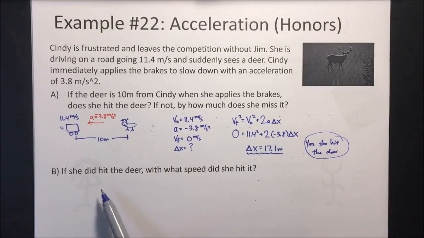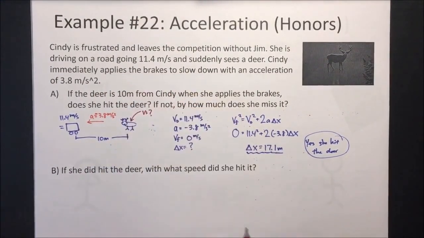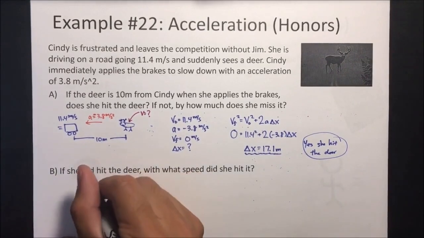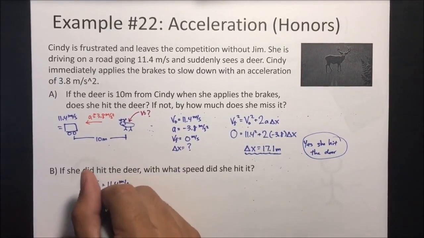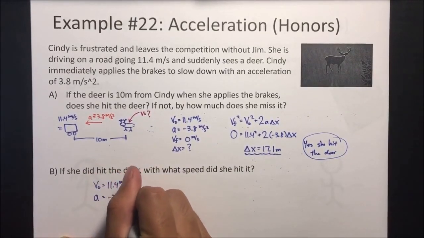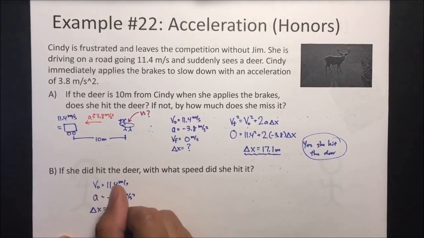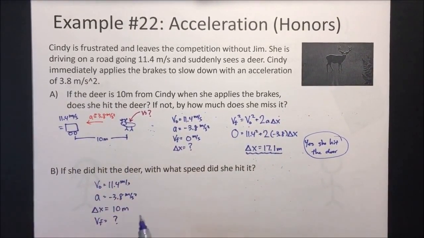Part B is, if she did hit the deer, with what speed did she hit it? Okay, so what we're looking for now is, at 10 meters, how fast was she going? So we want to know what the speed is at this 10 meter mark. So what we know is, again, she was moving at the beginning with a speed of 11.4 meters per second. Her acceleration is negative 3.8 meters per second squared. We want to find what her speed is after she has traveled 10 meters. And we want to find what this velocity is at the 10 meter mark.